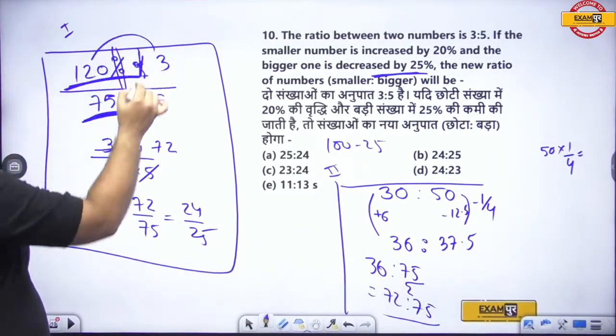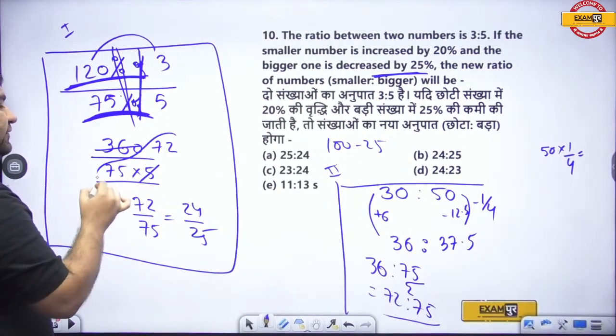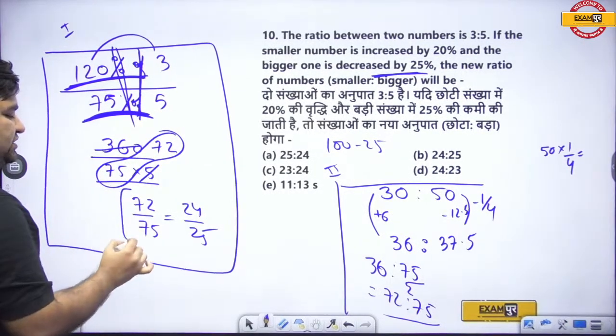And on multiplication, it will become 360. It will become 75 into 5. On simplification, it will become 72 by 75, which is 24 by 25.